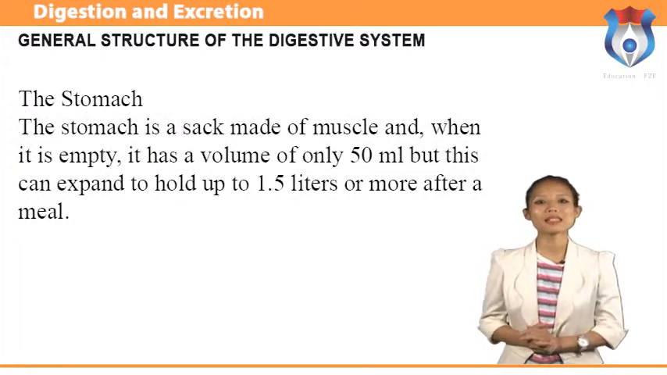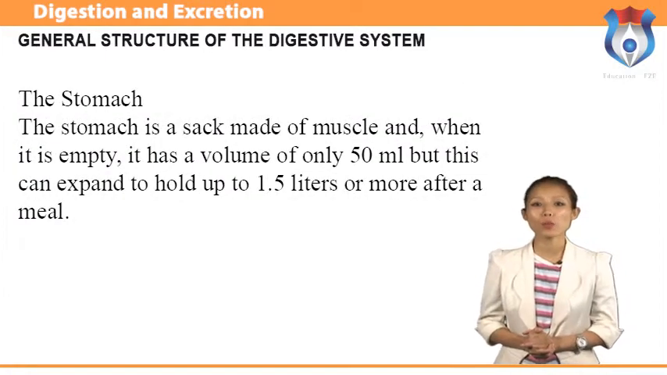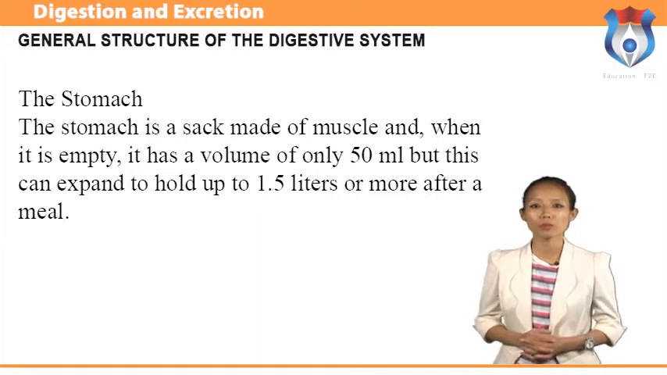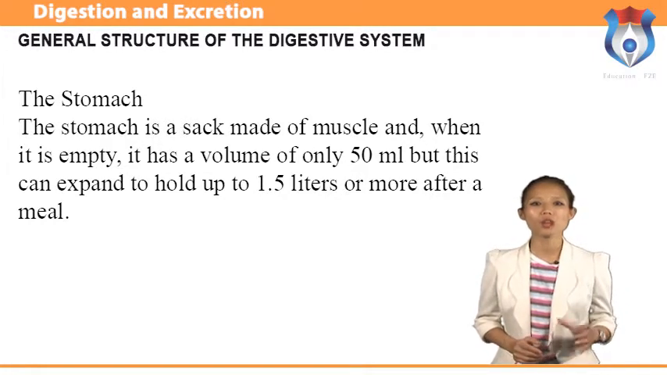The stomach is a sac made of muscle, and when it is empty, it has a volume of only 50 ml, but this can expand to hold up to 1.5 liters or more after a meal. The walls of the stomach are made of 3 different layers of muscle that allow it to churn food around and make sure it is mixed with the stomach's acidic digestive juices.